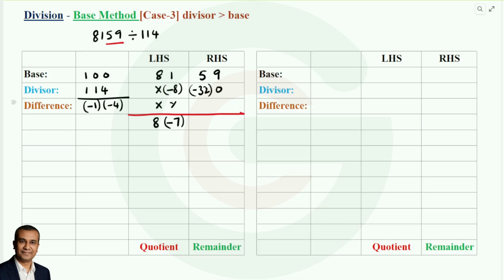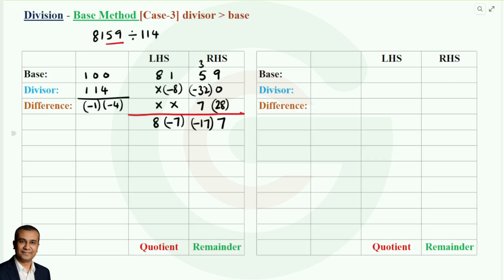Now multiplying -7 with -1 and -4. -1 into -7 will give us +7. -4 into -7 will give us +28. Now adding the numbers on the right hand side, 9 plus 28 will give us 37. 7 here, 3 is carried over. Now 3 plus 5 minus 32 plus 7 will give us -17.